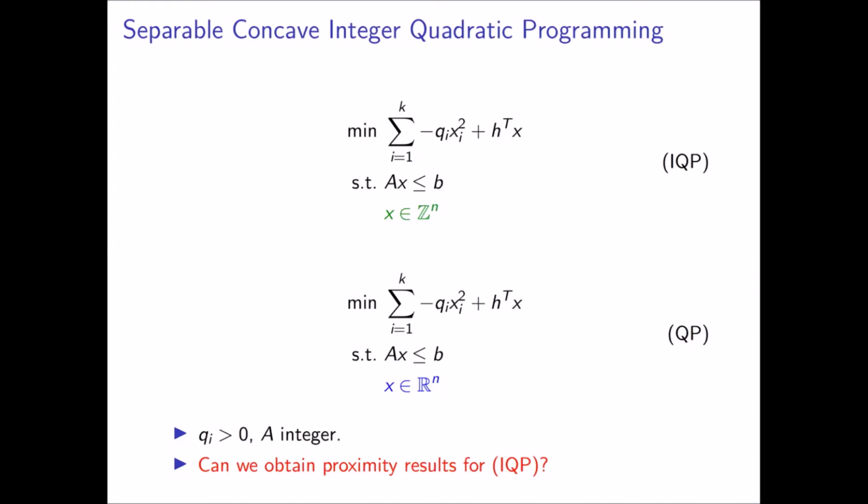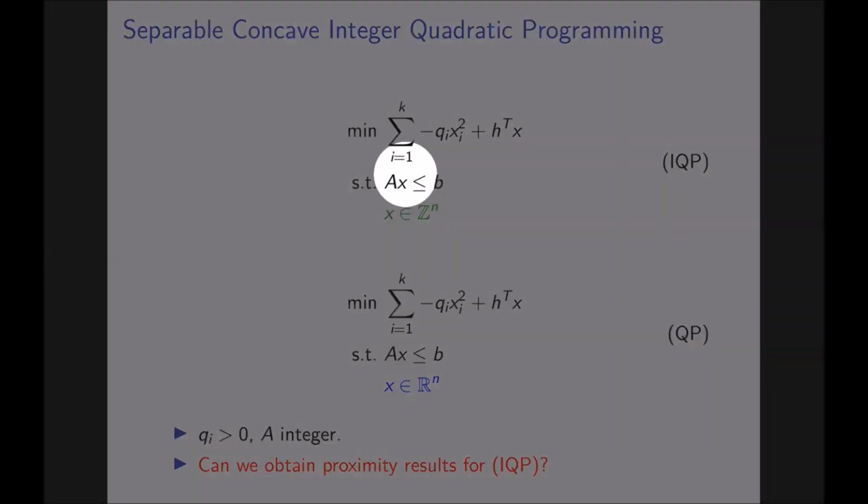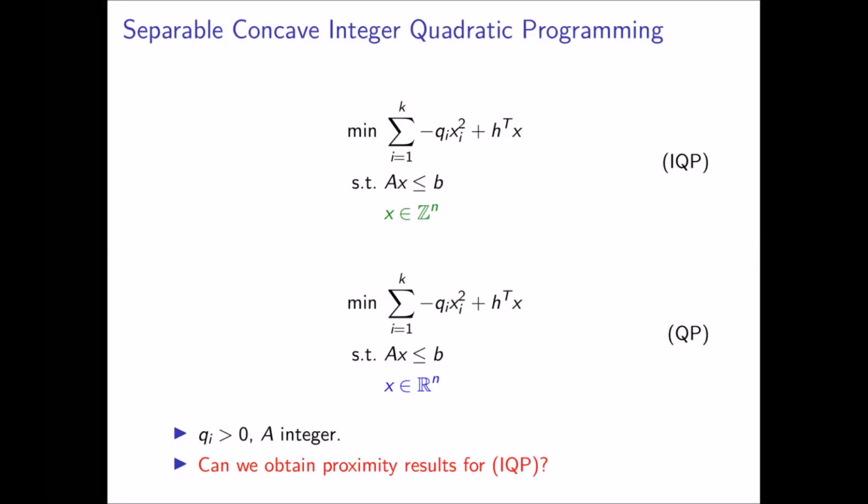By the way, in this formulation, we assume that every qi is strictly positive. Furthermore, we assume that the matrix A is integer, while the remaining data is real. Clearly, IQP subsumes integer linear programming, which can be obtained by setting k equal to 0.